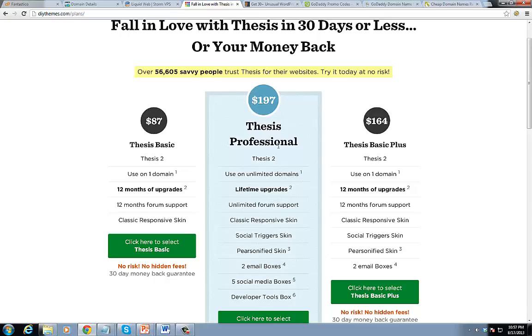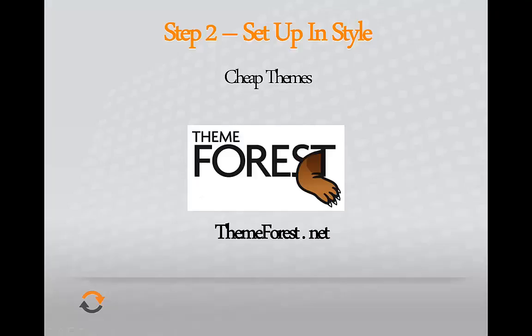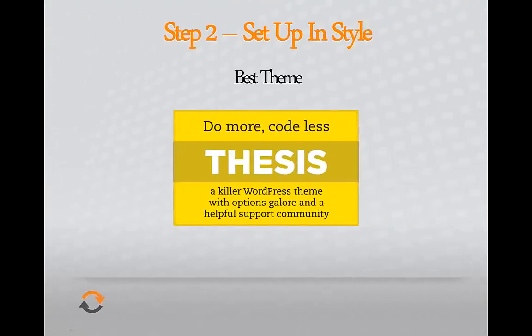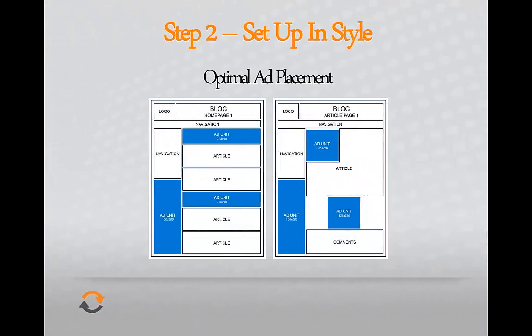I don't know the exact details, but as you can see, 56,000 people trust Thesis for their websites. Okay, I was a little bit off. I said 1 million, but 56,000 is pretty good. All right, so I highly recommend this theme. You don't have to get it. I showed you a way to get pretty inexpensive themes as well. So we went over that. We went over Thesis. And now here's the optimal ad placement, and this is what I recommend doing for your ad placement.